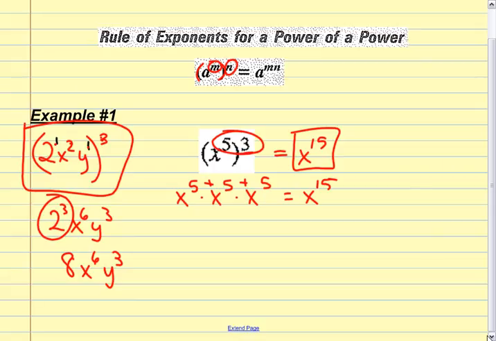Bella. What if 3 was like the power of 5? I don't know what you're asking. Like if it was x to the 5th power, and then to the 3rd power. Like this? Okay. Yes. Wow. It's a good question.